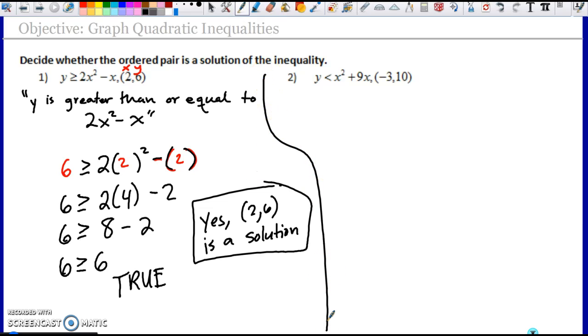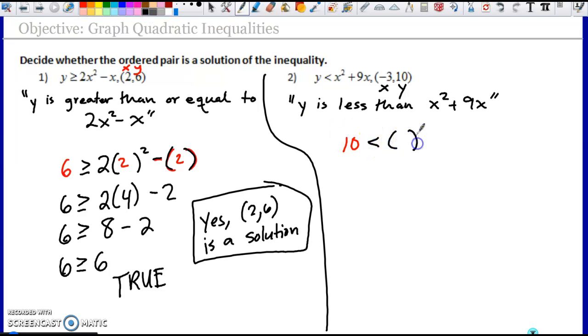All right, let's check number 2. In number 2, I want to check to see whether the point negative 3, 10, negative 3 for x, 10 for y, is a solution. I'm going to plug those into the inequality right here. Now, the way I would read this one would say y is less than x squared plus 9x. That's how I'd read that one. So I'm going to plug the numbers in for x and for y and see if this is a solution.